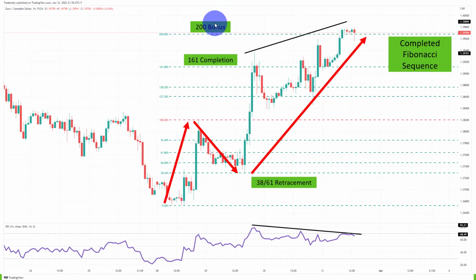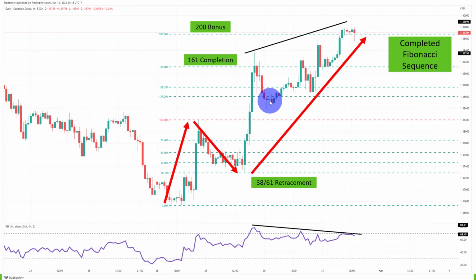What we also see is that we have a completed Fibonacci sequence. When we apply the Fibonacci from point A here and drag it to point B here, then we see we have a perfect retracement, whether it's 38 or 61, doesn't matter. It's a perfect retracement, and then you can see the first move goes into 161.8. That's the regular Fib move, 38, 161.